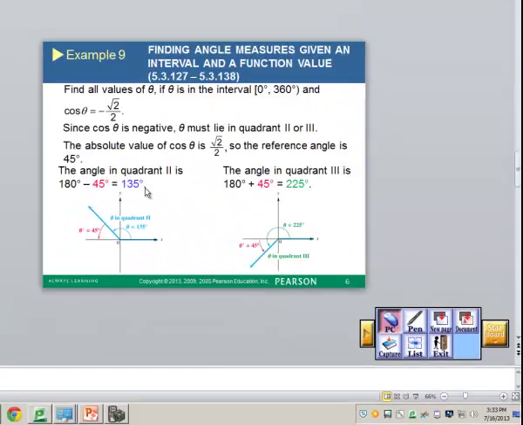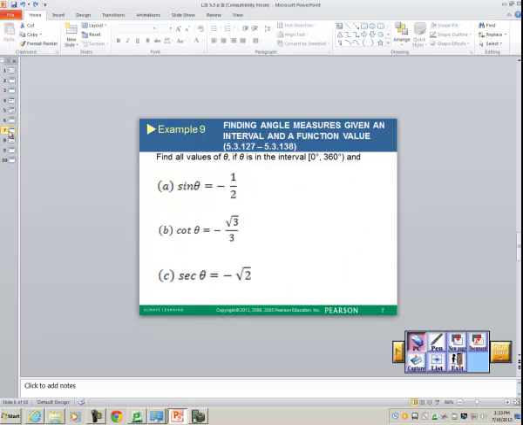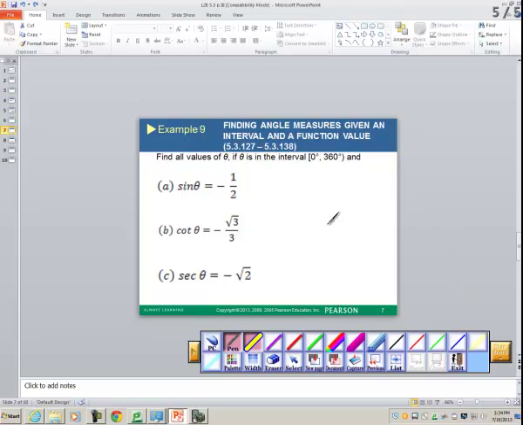All right, so these are our answers here. Oops, I didn't want to do that. Undo. There we go. Okay, find all values of theta in an interval of 0 to 360. Okay, given sine theta is negative 1/2.